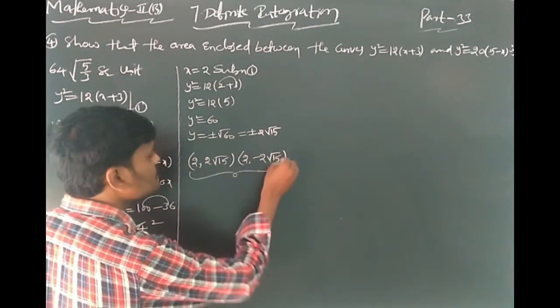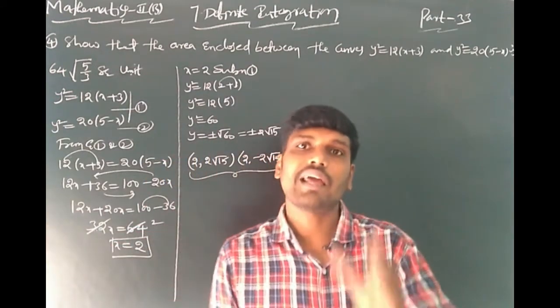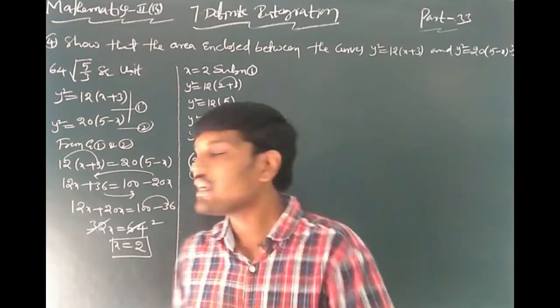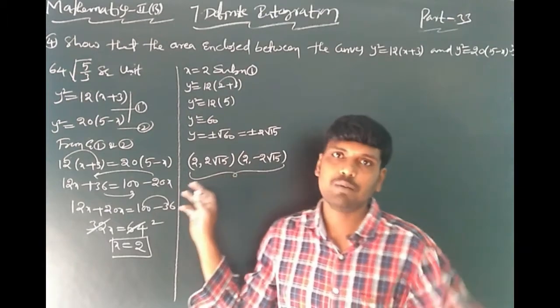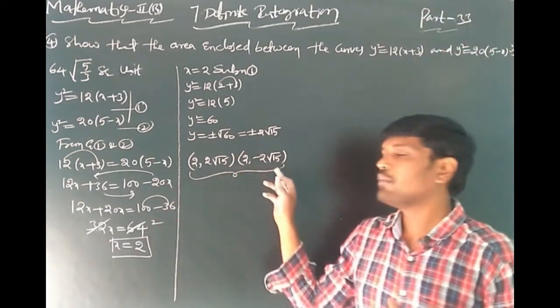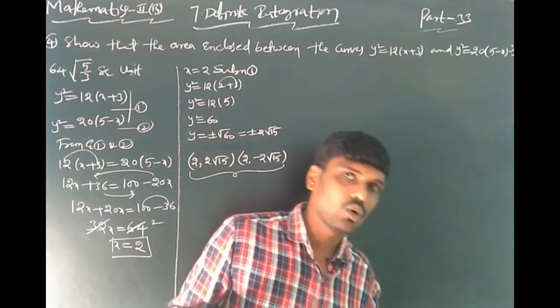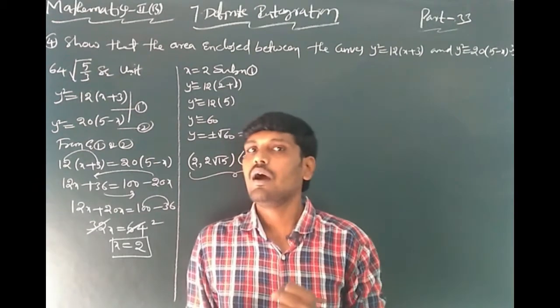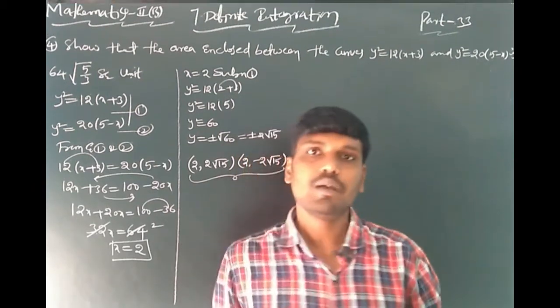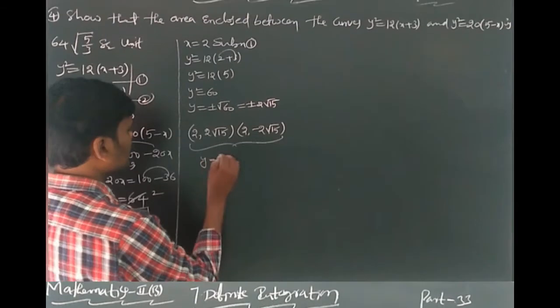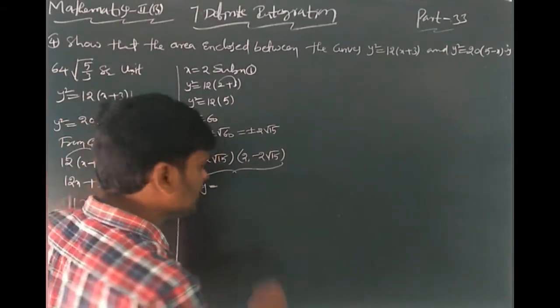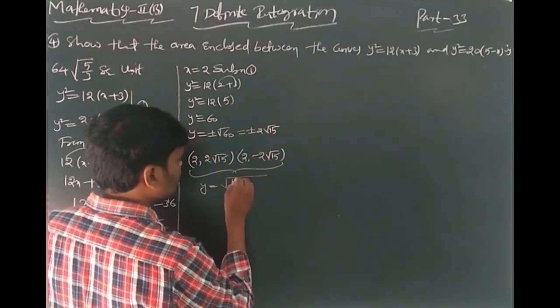These two curves intersect at 2 comma 2 root 15 in the positive direction, and 2 comma minus 2 root 15 in the fourth quadrant. These are the two intersection points of the curves. First, y square equal to 12 into x plus 3, that is y equal to plus or minus square root of 12 into x plus 3.